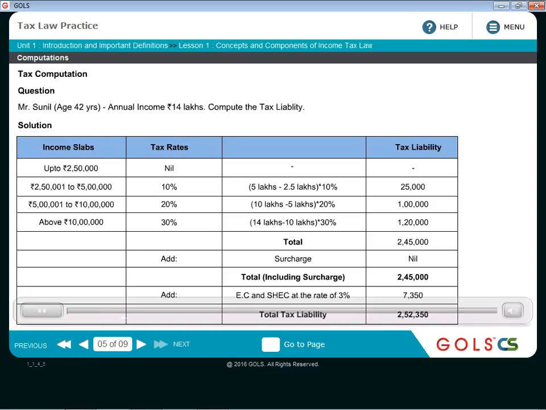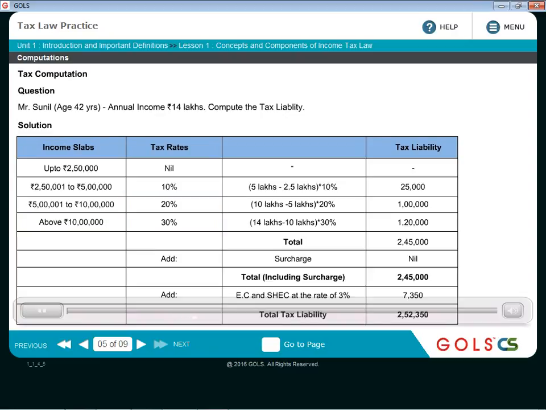His age is 42 years, which indicates he is less than 60 years old, and therefore his basic exemption limit is 2,50,000. After the basic exemption limit, for the rest of the income, from 2,50,000 to 5 lakh, it will be taxed at the rate of 10%. 5 lakh to 10 lakh will be taxed at the rate of 20%, and income above 10 lakh will be taxed at the rate of 30%.